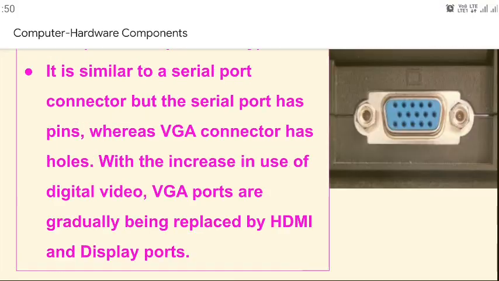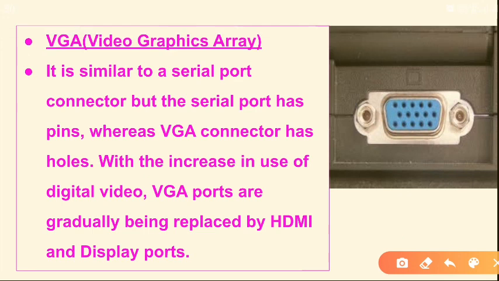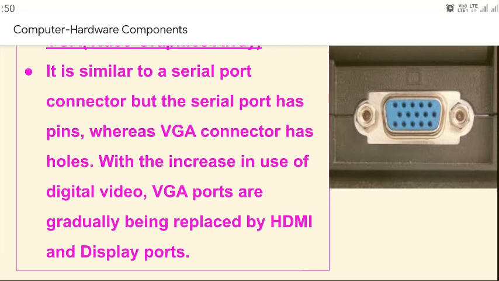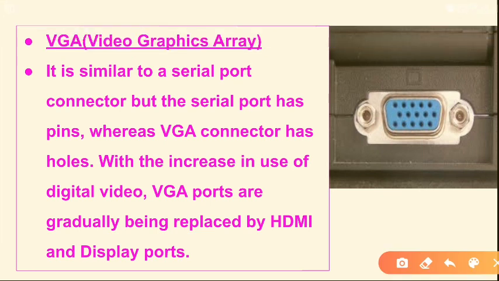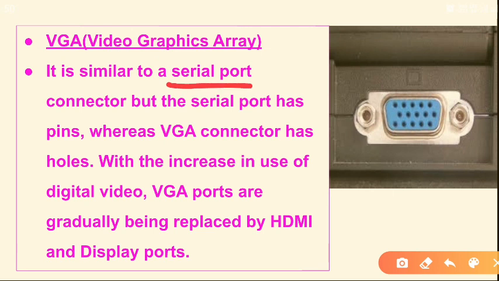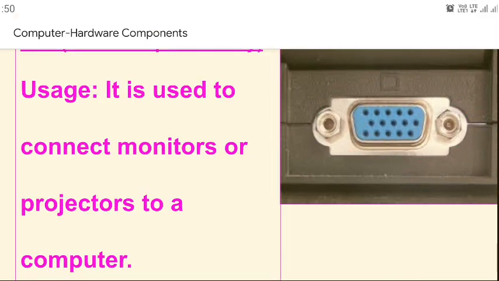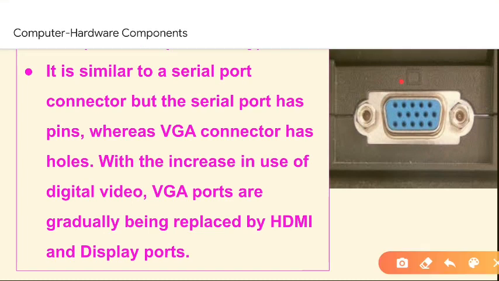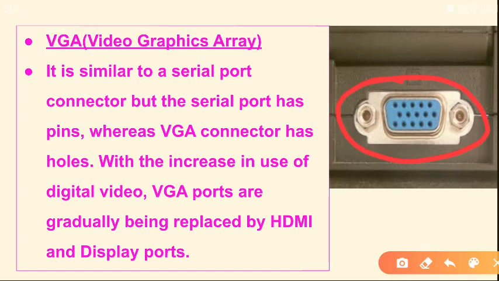Now the next type of port is the VGA port. What is the full form of VGA? The full form of VGA is Video Graphics Array. What is the full form of VGA? Video Graphics Array. Now the VGA port is similar to the serial port. Can you see this? It is almost similar to the serial port. Now you studied the serial port earlier, right?